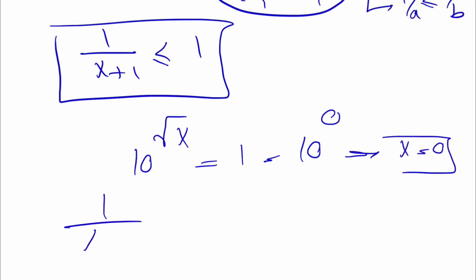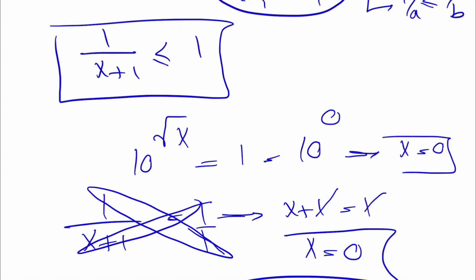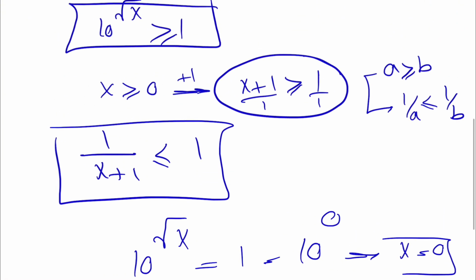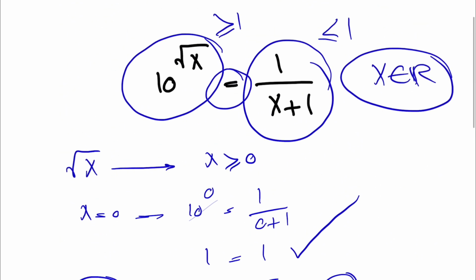And when we have 1 over x plus 1 equal to 1, we multiply both sides by x plus 1, so x plus 1 is equal to 1, and we can cancel out the 1 on each side and get x is equal to 0. That's the only scenario in which the right side and left side of the equation are equal to each other. So the only answer we have for this one is x equal to 0, which again wasn't hard to guess in the first place.